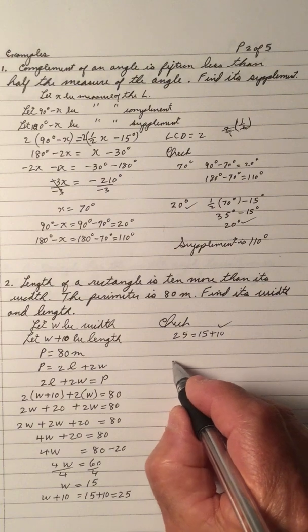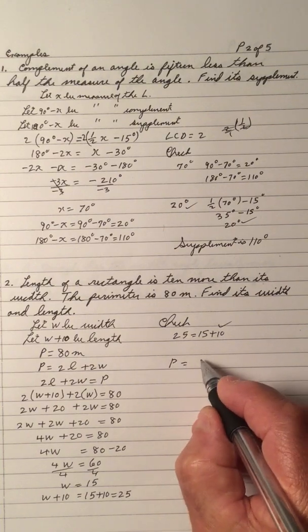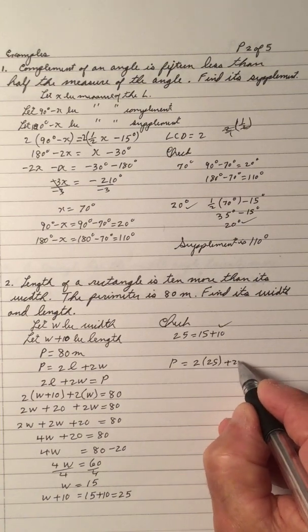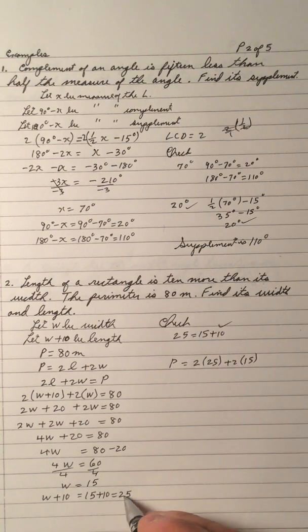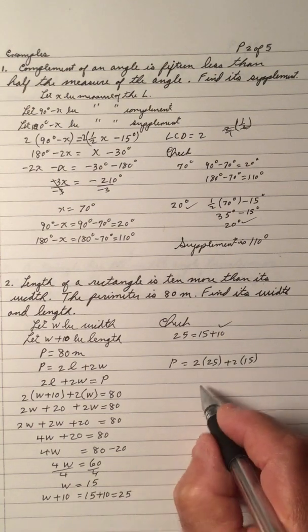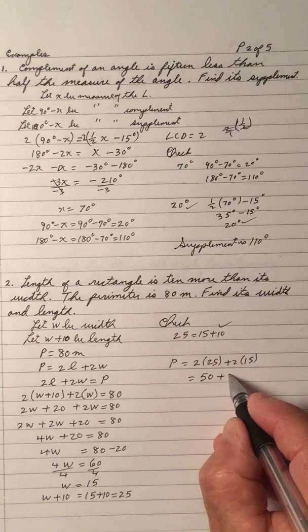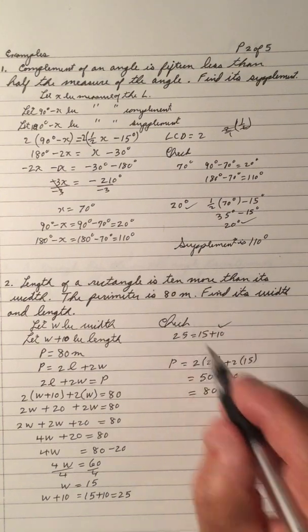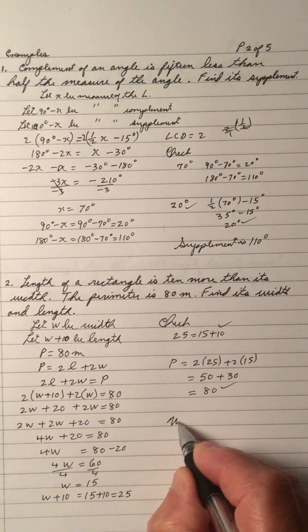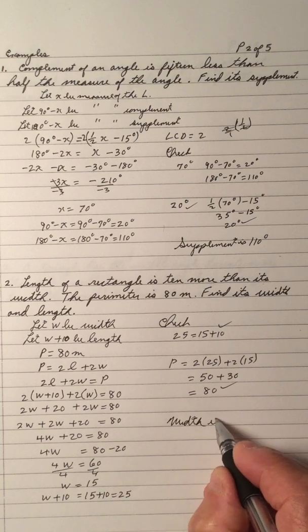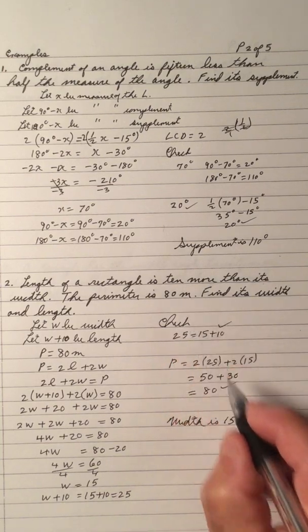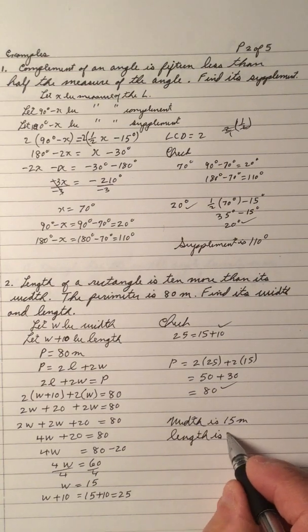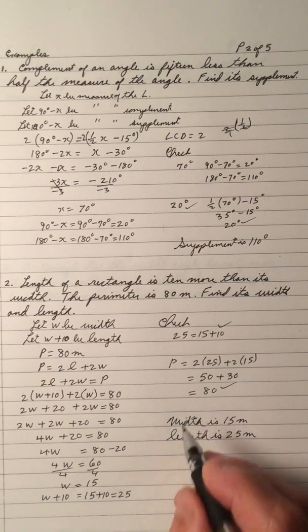And the perimeter is 80, so the perimeter is twice the length plus twice the width. The length is 25, the width is 15, so that's 50 plus 30 makes 80. And the perimeter is 80, so we're correct. So the width is 15, and the unit is meters, and the length is 25 meters.